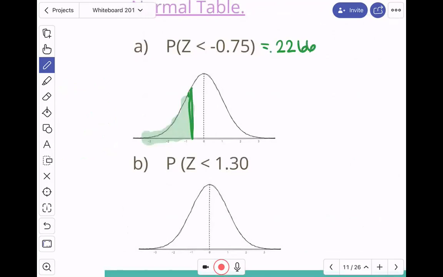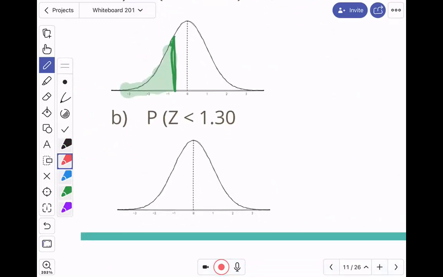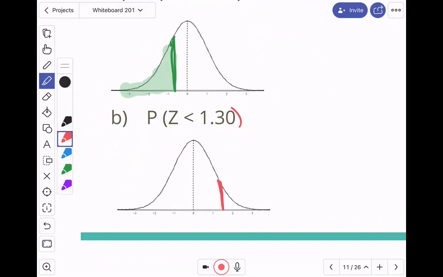The next one says find the probability that z is less than 1.3. So again, where does 1.3 fall? In between what two values? 1 and 2, right? And I want to be less than that. So which way do I shade? I'm going to shade to the left. So again, my chart is really good at finding this type of probability. It can always find left probabilities with no problem.